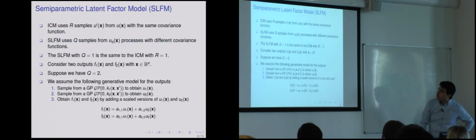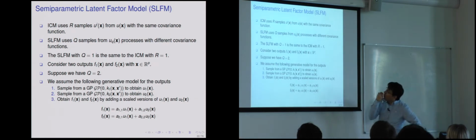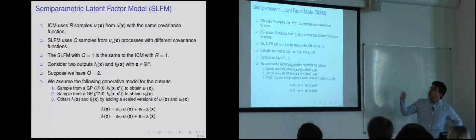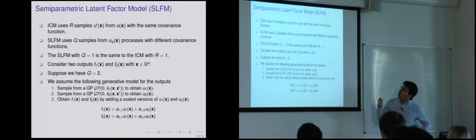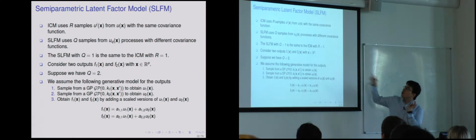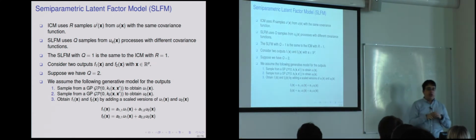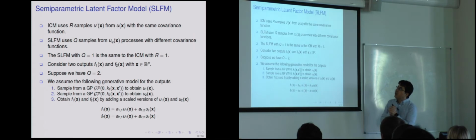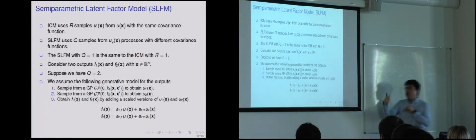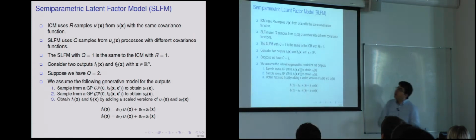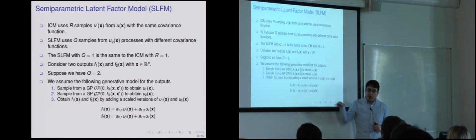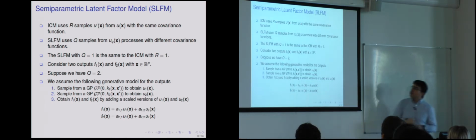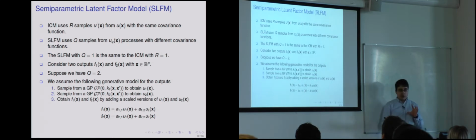We're going to see what is the generative model for this case. So first, remember that in the previous model, which is called the ICM, we used in the general case R samples that we call u_i from u(x). So we sample R times from this latent process. And this latent process had covariance k(x, x'). Now, the semi-parametric latent factor model uses capital Q samples. So I'm going just to change R for capital Q. You will see the reason in a moment.